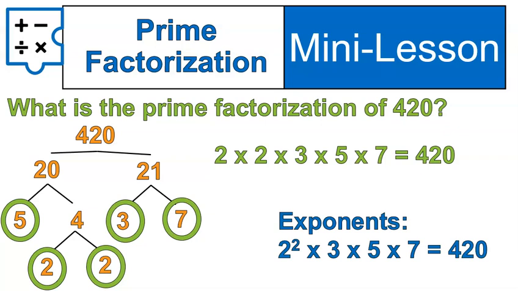If you write it using exponents, it doesn't really condense it that much. It's still 2 times 2 times 3 times 5 times 7. Lots of different prime factors with this one.